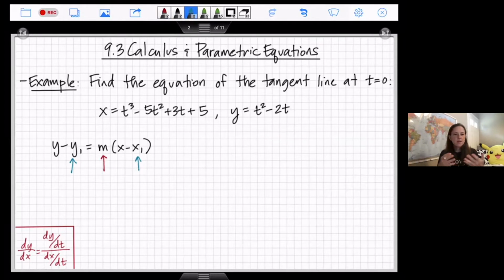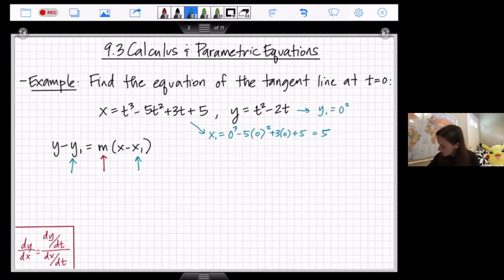x1, y1 are just the coordinates of the point on the curve where t is equal to 0. So x1 is what I get when I plug in t equals 0. I'm going to be overly deliberate here when I plug in 0. That's just a whole lot of 0 plus 5, so x1 is going to be 5. That's the x coordinate at the point of tangency. And then for y1, we're just going to plug in 0 here. So 0 squared minus 2 times 0, that's just a bunch of 0. So x is equal to 5, y is equal to 0. That's going to be our point of tangency.